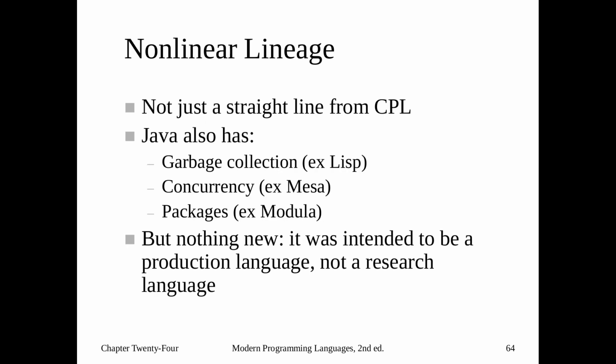But in reality, Java doesn't have quite the nonlinear lineage that we might expect. Java also has concepts like garbage collection, concurrency, and packages, all coming from different languages. But the interesting thing, as I said earlier, is that nothing in Java is new. It's intended to be a production language. They wanted this thing to be up and running for the enterprise, or at least for real programming, in the first place. It was not designed to be a research language like so many other ones.